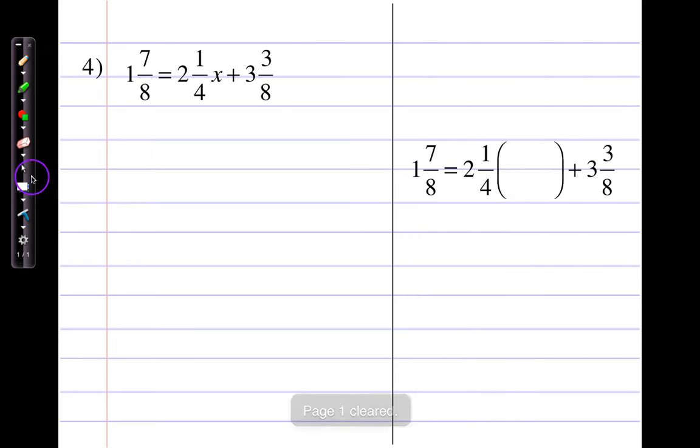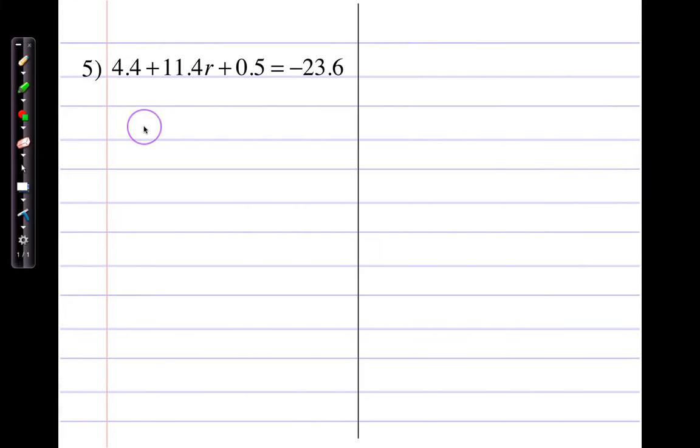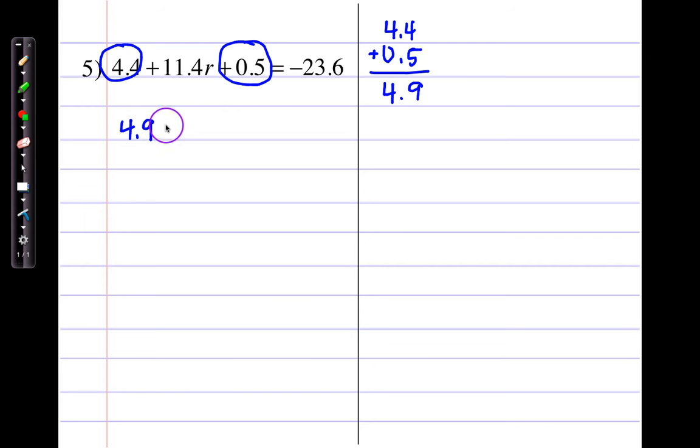Now, moving on to our 5th example. Here for our next example, I'm hoping that the first thing that you notice is that we're going to have to combine like terms. So I'm going to combine a 4 and 4/10 with a positive 5/10. Notice I'm circling the sign as well. I'm going to do some side work here. I'm going to combine them, making sure I align my decimals up. 4 plus 5 is 9. Bring down the 4. Here I have 4 and 9/10 plus the 11 and 4/10 R equals -23 and 6/10.